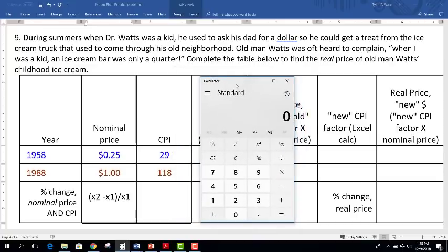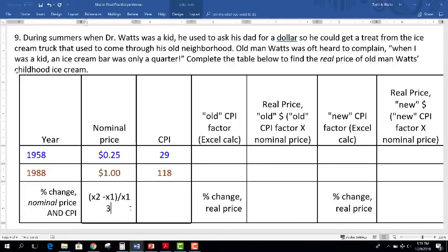Well, we just do this on a calculator. $1 minus 25 cents. So the difference is 75 cents divided by the X1, or the starting point, which is the 25 cents, divided by the 25 cents. So that's 3. Probably do this in your head, but go ahead and multiply it by 100. So that's going to be a 300% increase in price.